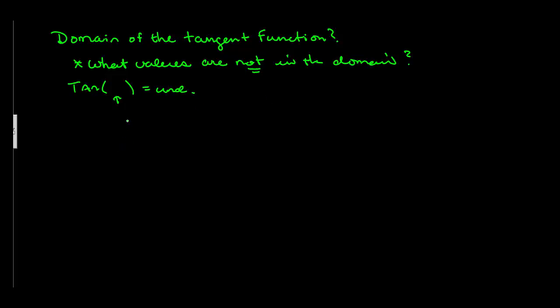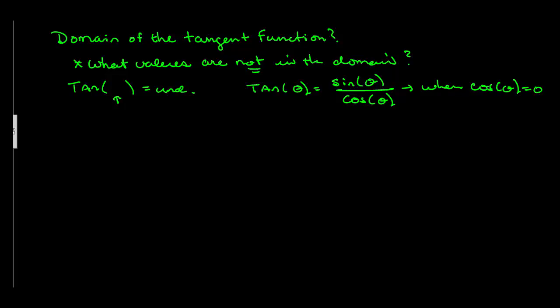Well, we know that tangent is equal to the sine over the cosine. And we know that this thing won't be defined when cosine is equal to 0. So we want to make sure that the angle doesn't produce a cosine value of 0. So let's look at what angles do produce cosine values of 0.